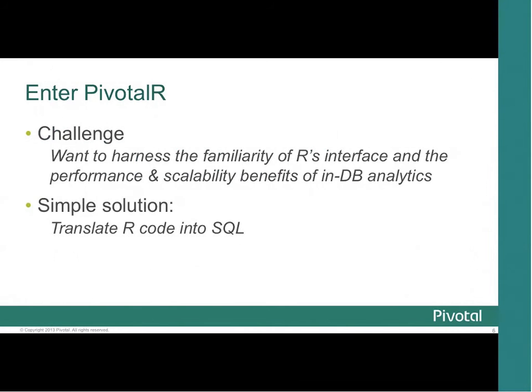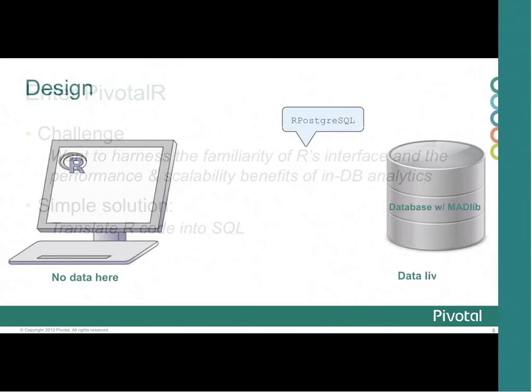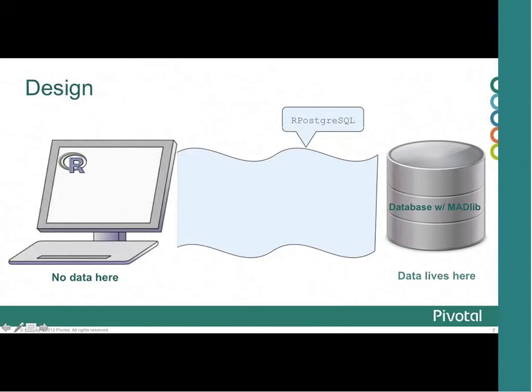So I'll walk you through some details here. Let me start off by explaining what this diagram is. This is a diagram that attempts to explain the underlying design of PivotalR. On the left side here, you can imagine maybe even your laptop that has R running on it, and you have no data sitting here. On the right-hand side, you have, say, a Pivotal Greenplum database with MADlib installed, and all your data is here. So you establish a connection between this client machine and the database through, let's say, Joe Conway's R PostgreSQL package.